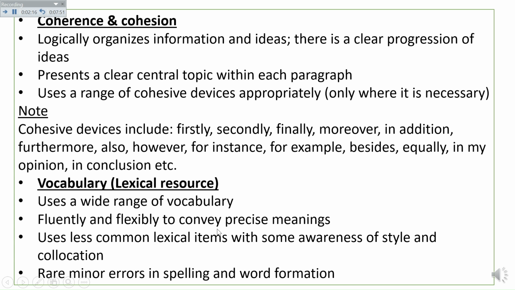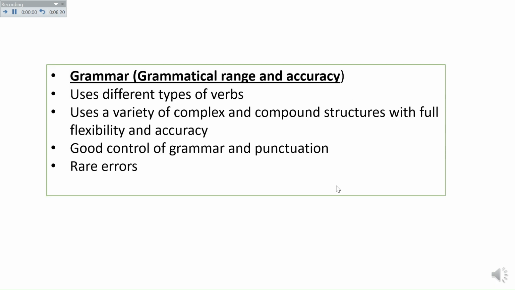Fluently and flexibly convey precise meaning. You should be able to use vocabulary in such a way that you convey the full meaning clearly in a sentence. Use less common lexical items with some awareness of style and collocation. One thing, guys, rare minor errors in spelling and word formation are still okay. Even if you make them, you can still get 9 bands in vocabulary. That's what IELTS says. So let's see the next one.